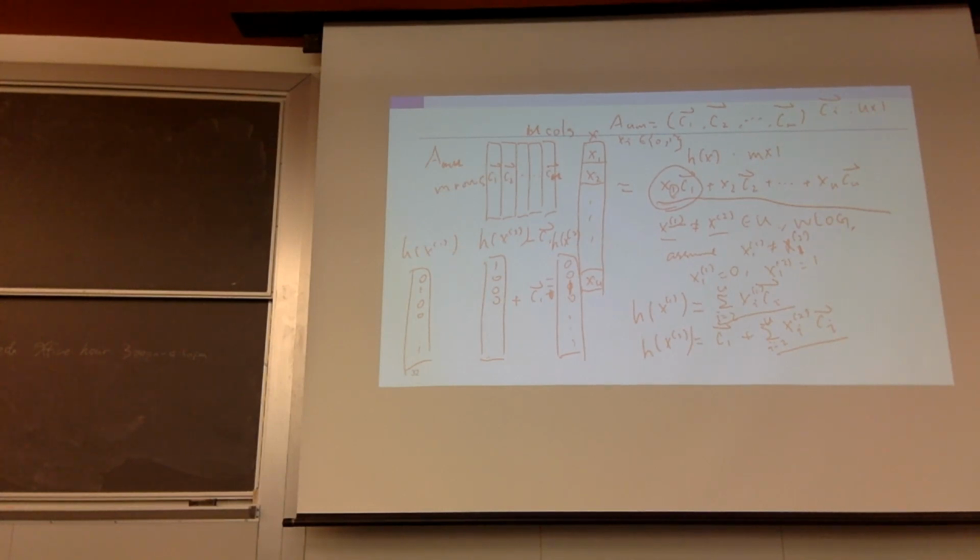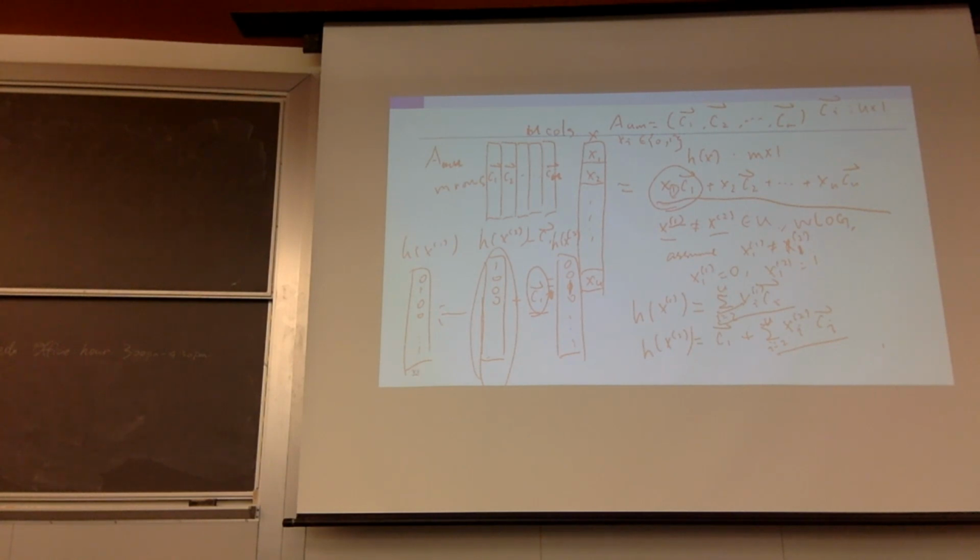But the key observation here is that there is only one possible choice of C1, so that the summation of C1 and this vector here is exactly the same as h of x1. Okay, so why is that? First, let's prove there is one. There will be some vector that does this. So the way you construct this C1 is that you see.